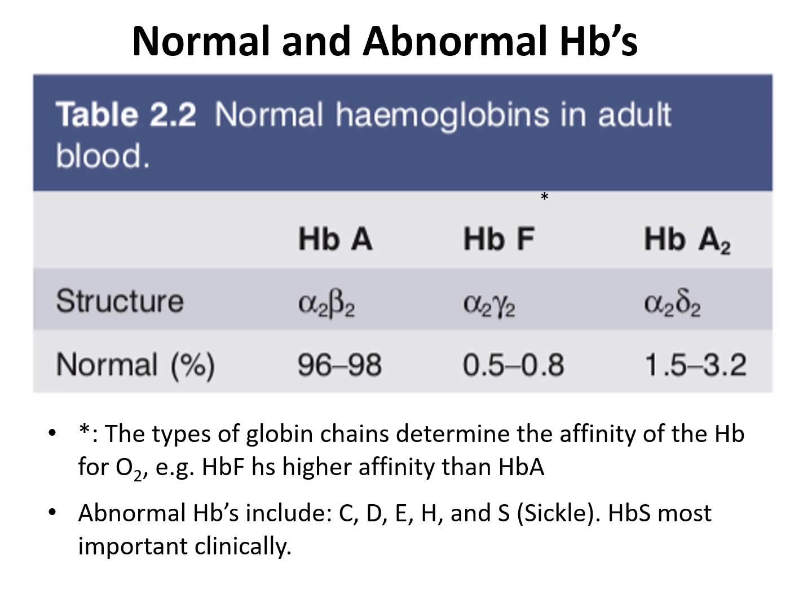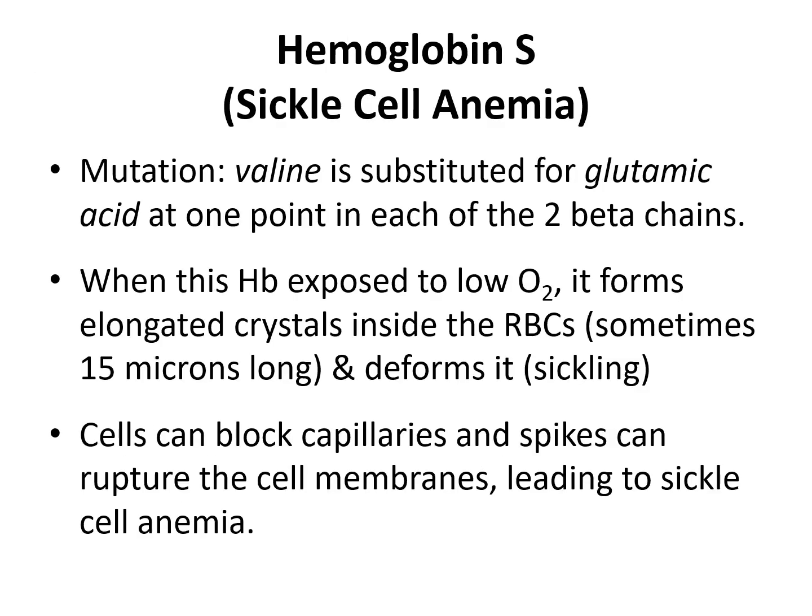Now, there are a number of abnormal hemoglobins that can be produced due to genetic mutations. They are called hemoglobin C, D, E, H, etc. And hemoglobin S, which is known as sickle hemoglobin, which you encounter in sickle cell disease. It is the most important one clinically, and it's a cause of sickle cell anemia, a genetic problem where there is a mutation where valine is substituted for glutamic acid at one point in the beta chains of hemoglobin. So this is a problem with the beta chain.